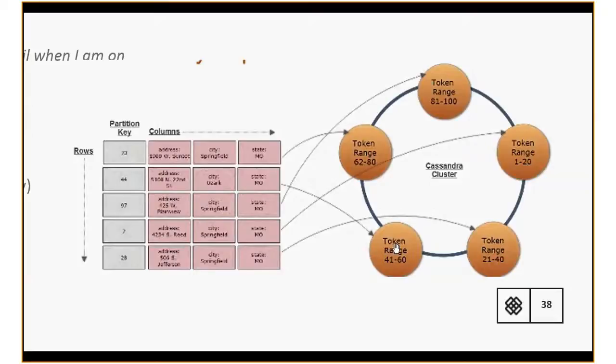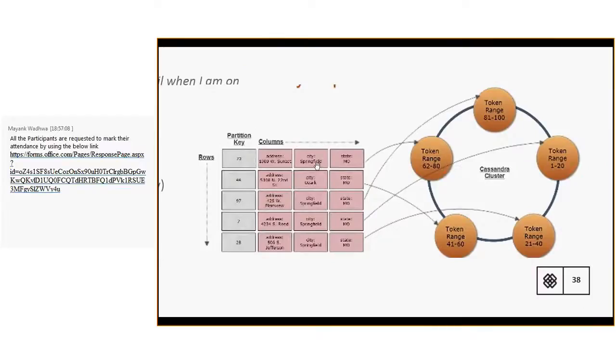I don't know if you can see my pointer, but the basic concept is the partition key determines which node your data lands on.